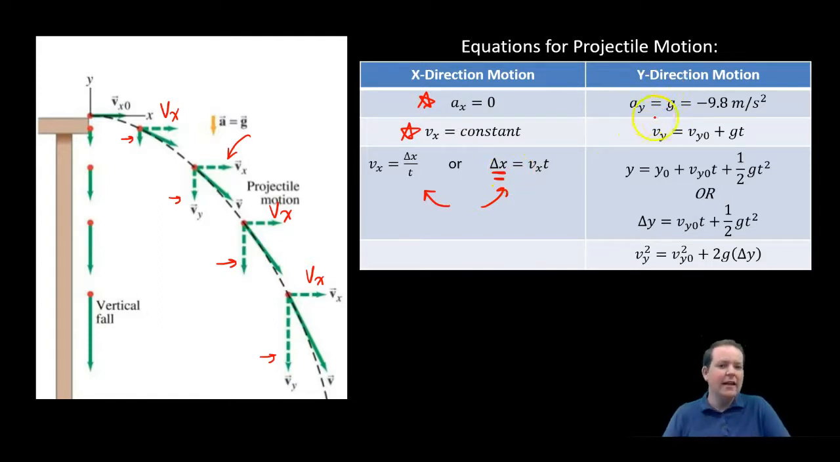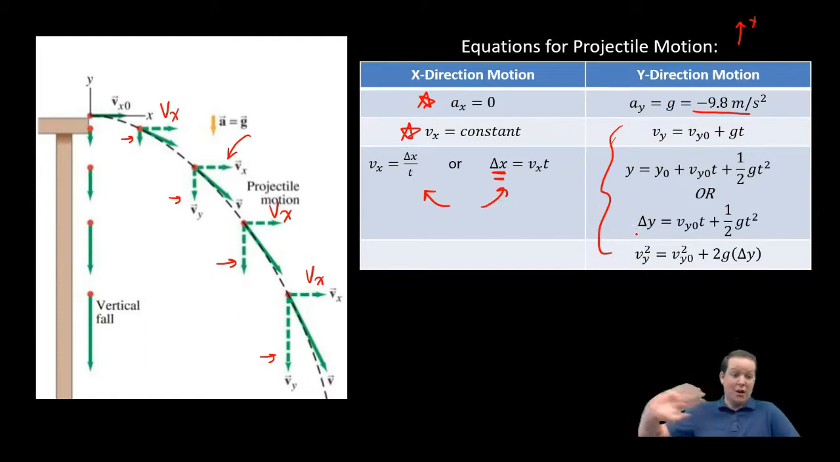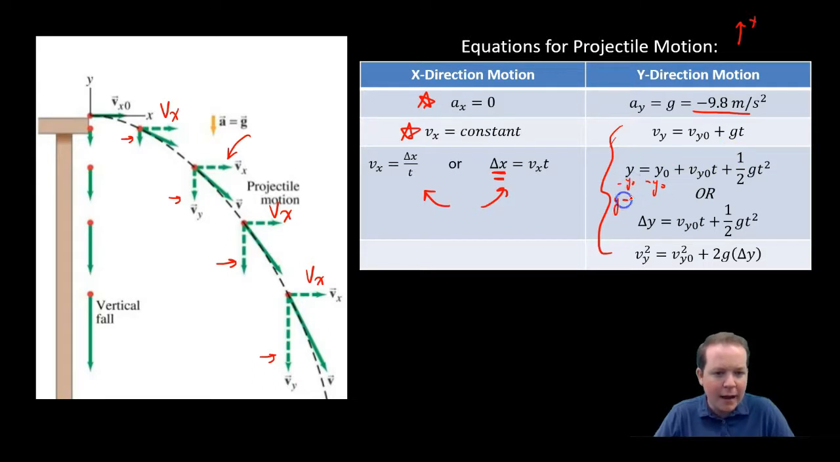Now vertically, it's accelerating. It's accelerating at 9.8 downward. So if I say that upwards is positive, I'll plug in a negative into that equation. And here were those constant acceleration equations, ones that we actually learned a couple of weeks ago, probably, if you're in my class. Now for this middle one, classically it's written like this: y equals y naught plus v y naught t, et cetera, et cetera. But if I subtracted y naught from both sides, because I can do that, I would have y minus y naught, which is the same thing as delta y.